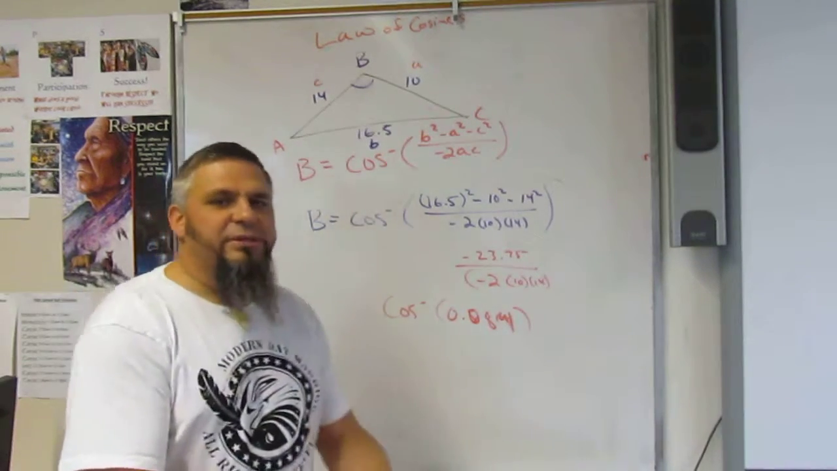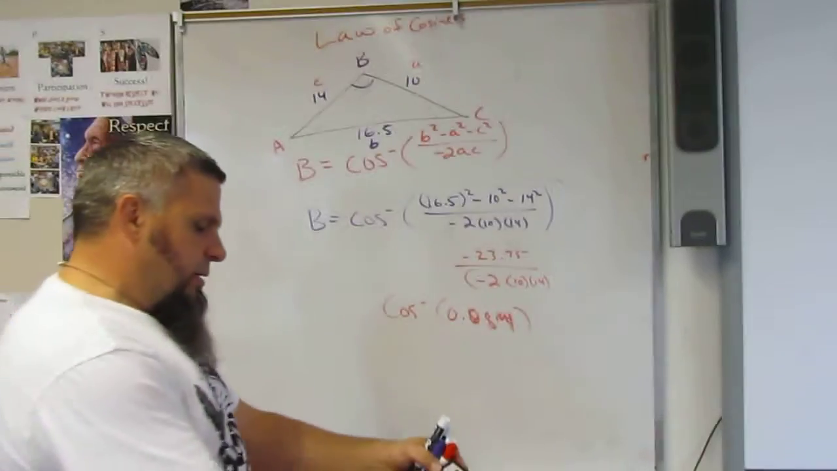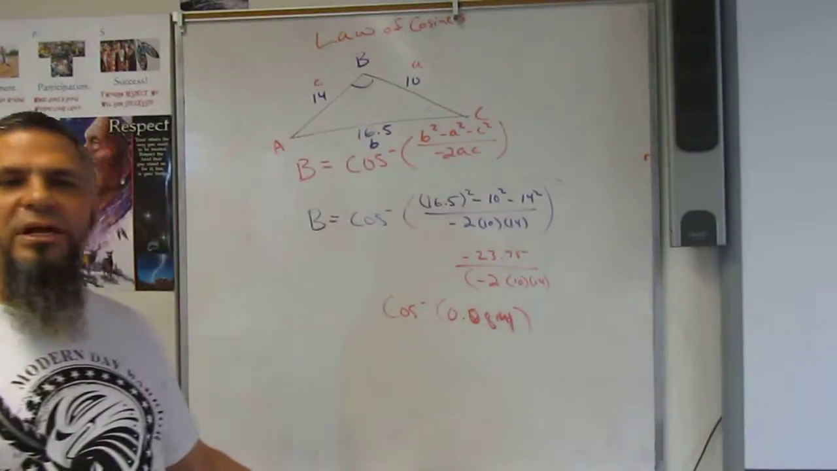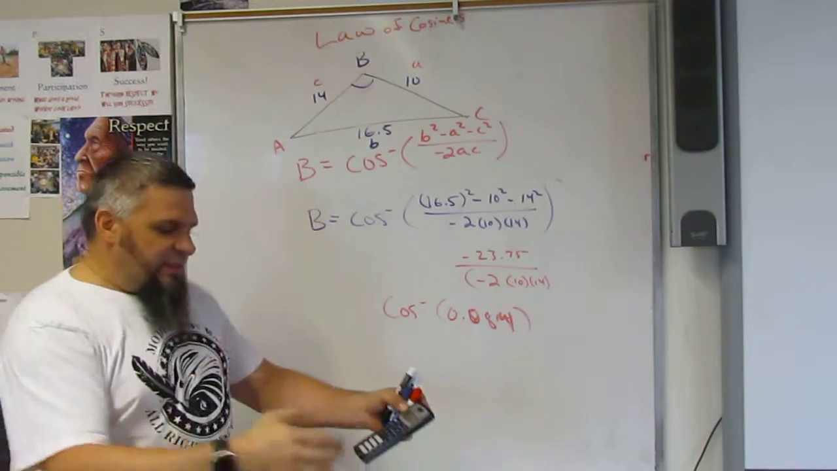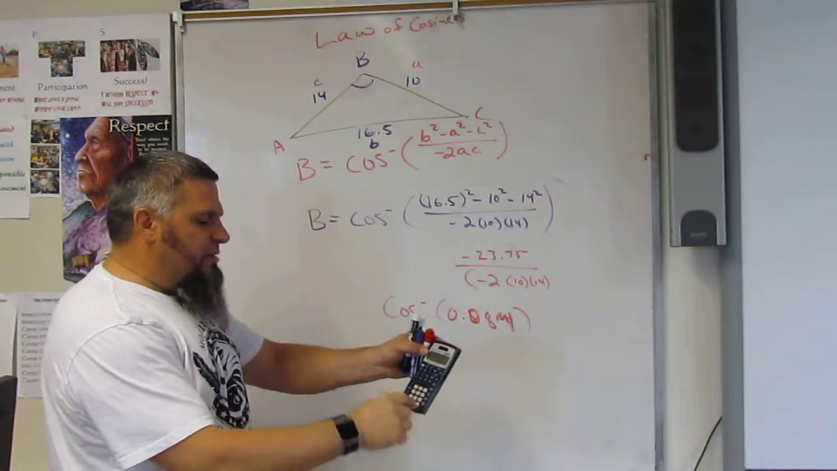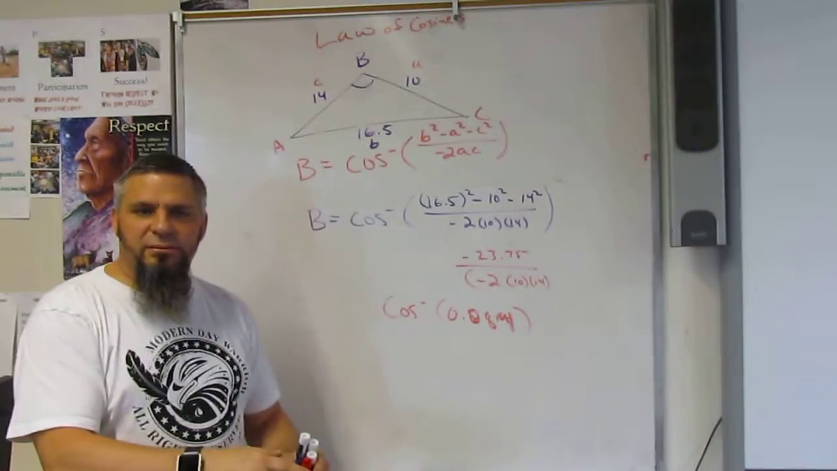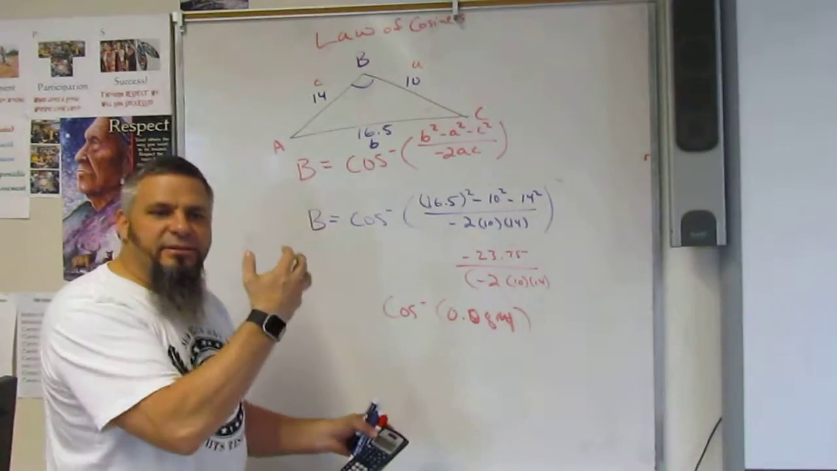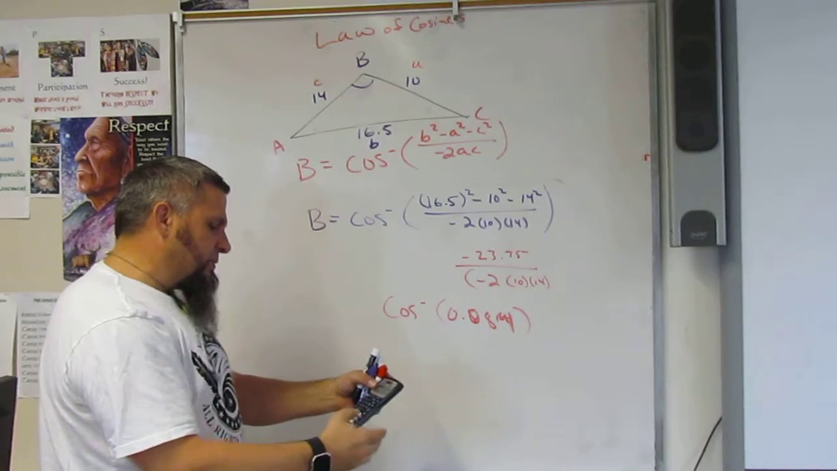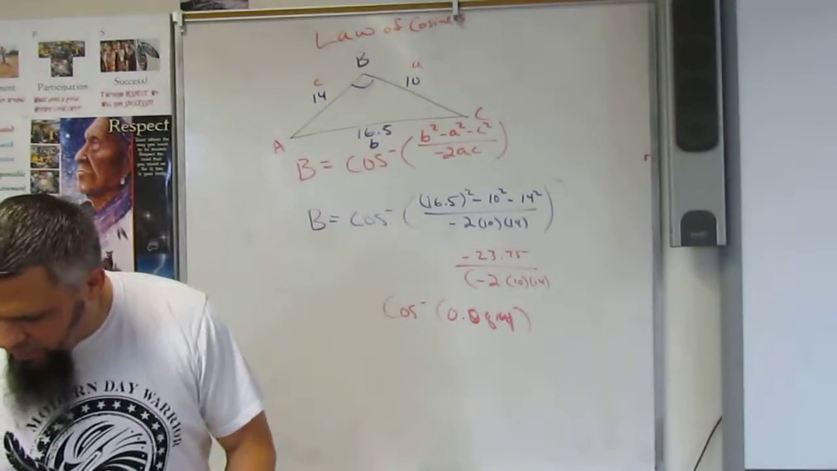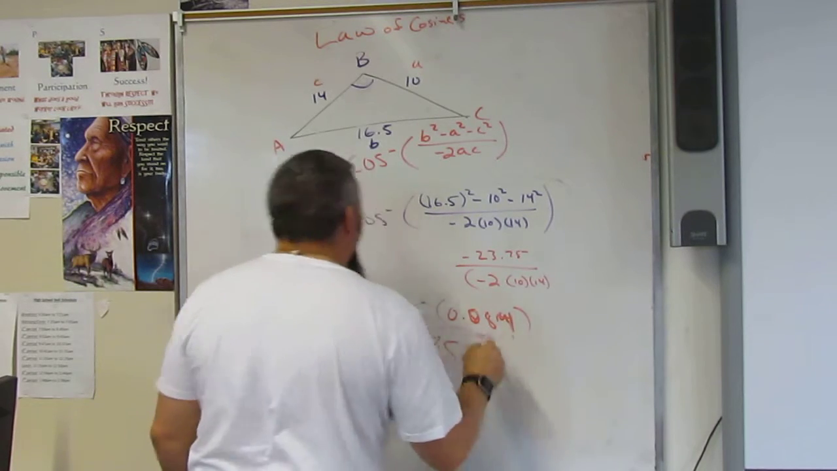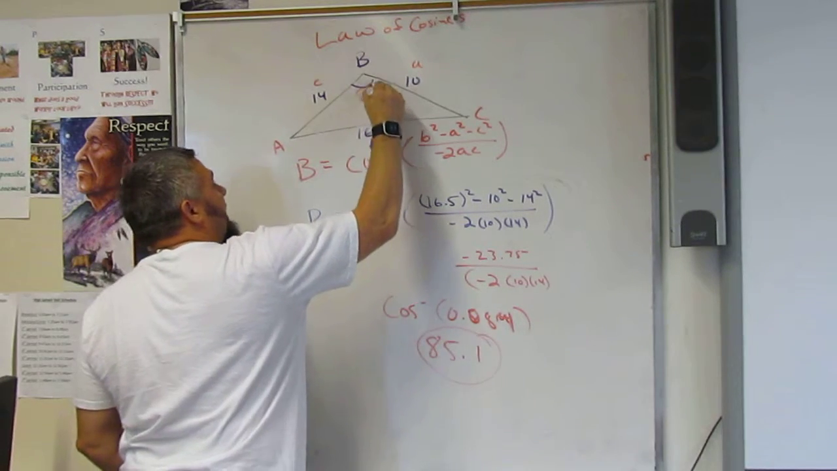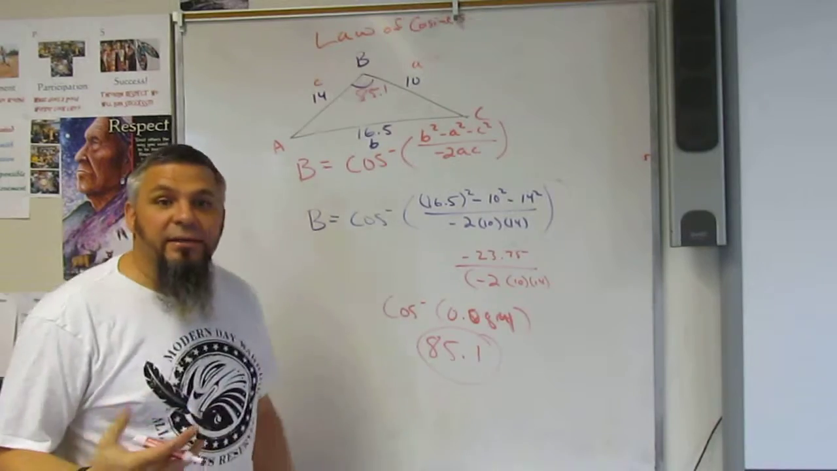Now, I want to take the cosine inverse of that answer, right? So what I have to do is say second cosine. That gives me that whole cosine inverse thing, right? But then I'm going to use the second and negative sign to look for that ANS button, because it takes the answer. And then hit equals. And I come up with 85.1. Which is really, really close to the 85 we were looking for, right?